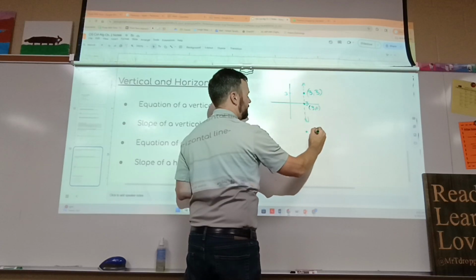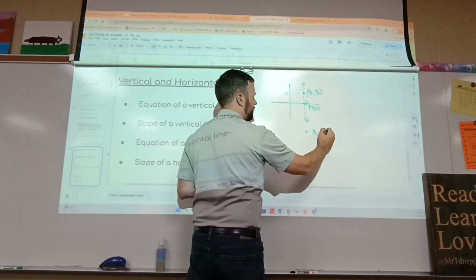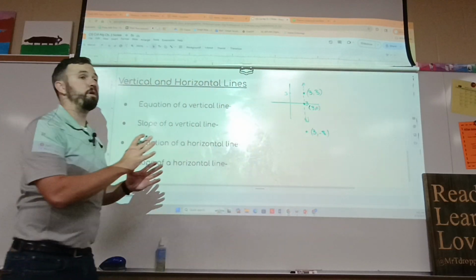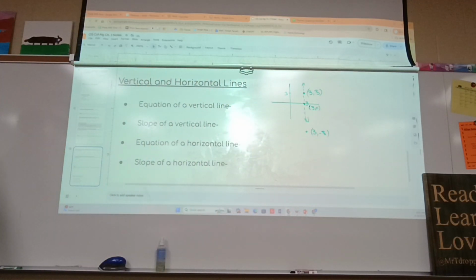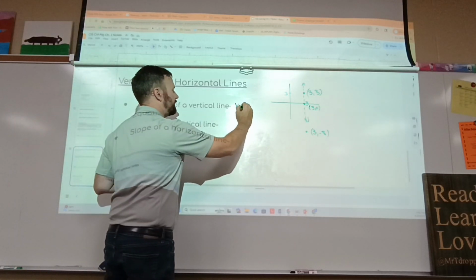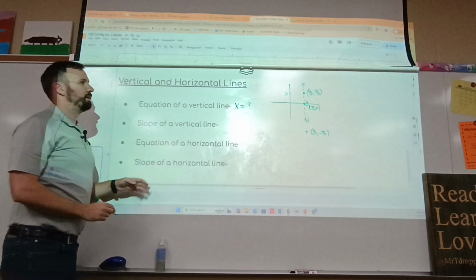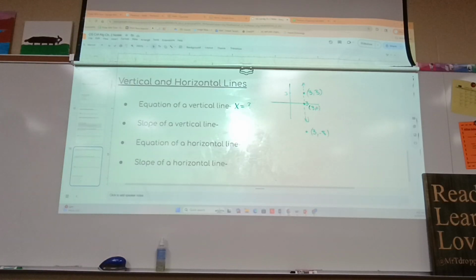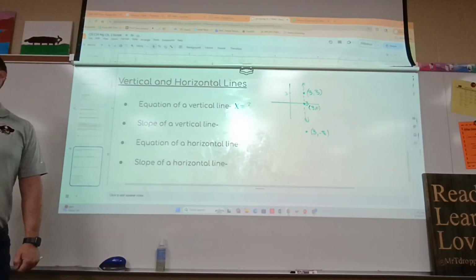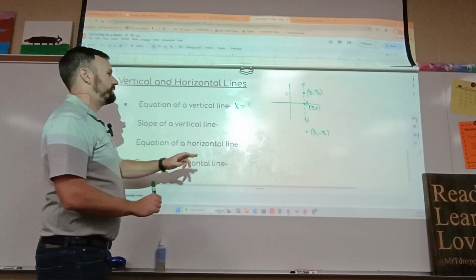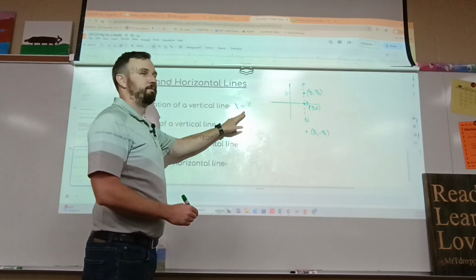What would this point be down here? 3, negative something. No matter what point I pick on that vertical line, what's going to stay the same? The 3, which is my x. So the equation is x equals something, right? So a vertical line is x equals because no matter where I pick a point, what can y be? I don't have y in the equation because y can be anything it wants to be. It could be negative 6,000. It could be anything. It could be 6, 8.